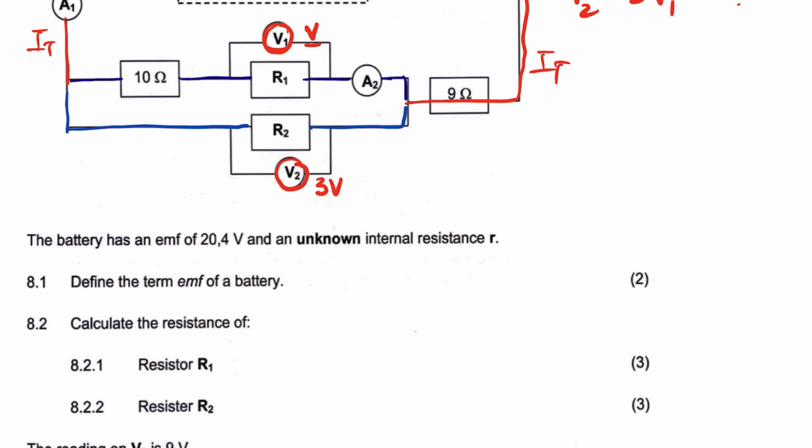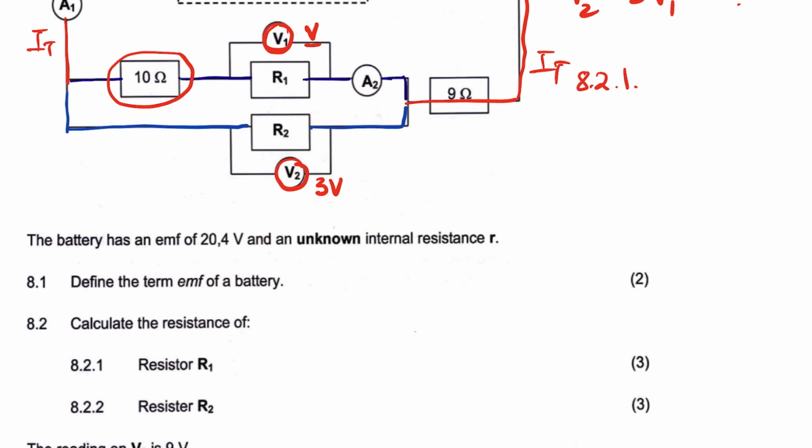Getting the voltage of V2 is equal to this plus this, right? So what we can do here, guys, in order to get that, let's start here. Let's say 8.2.1. We can start getting the voltage here first, right?